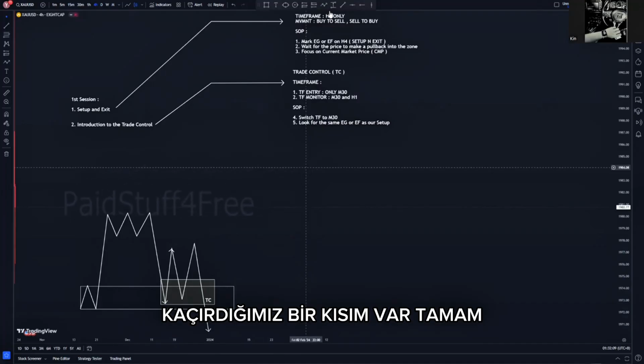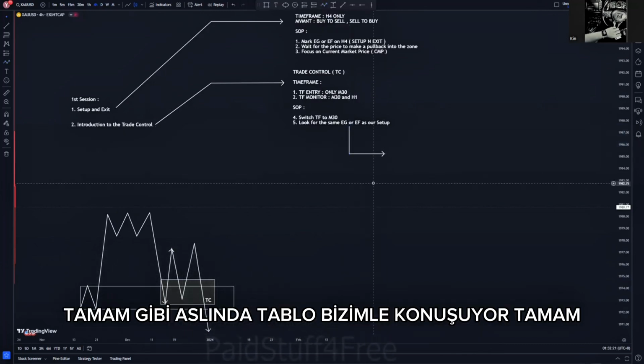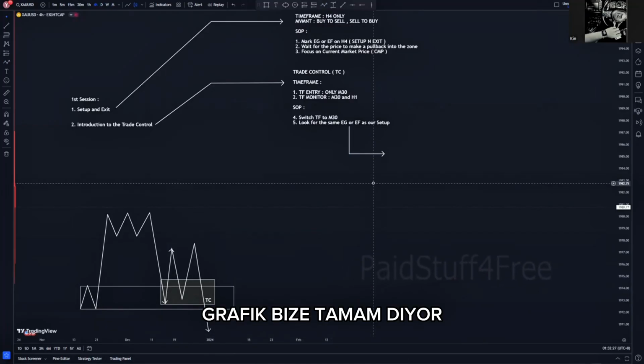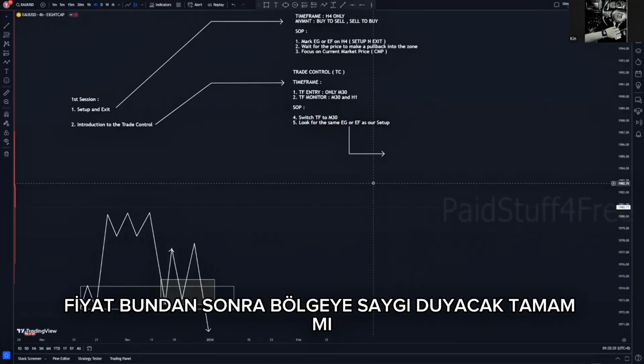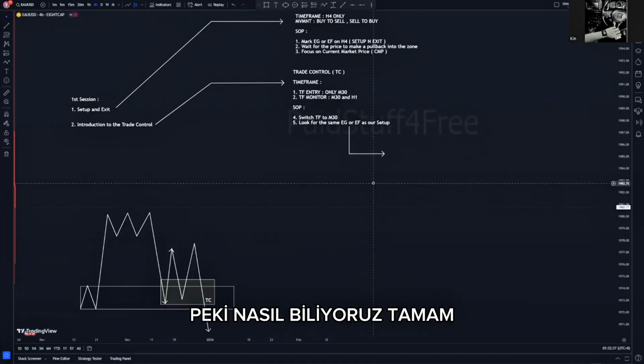So look over here, ED or EF. I've always said this to my students: the chart is actually speaking with us. The chart is telling us that the price is going for a buy after this, that the price is going to respect the zone after this, that the price is going to start a reversal pattern, something like that. So how do we know?